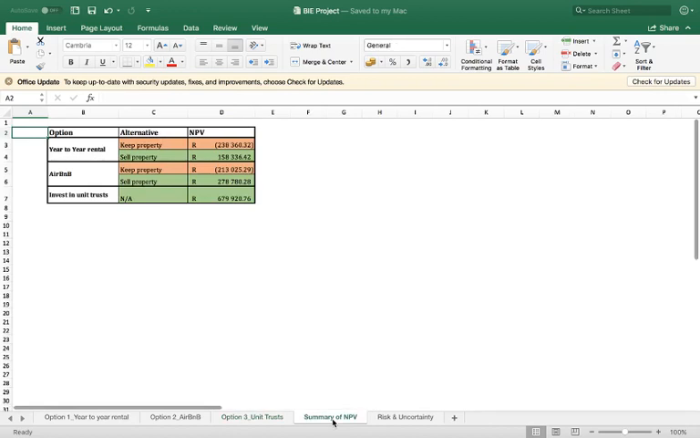To provide a summary of all the options shown here, this table was created. It clearly illustrates that investing in unit trust would be by far the best option when considering the net present value. Thank you very much.